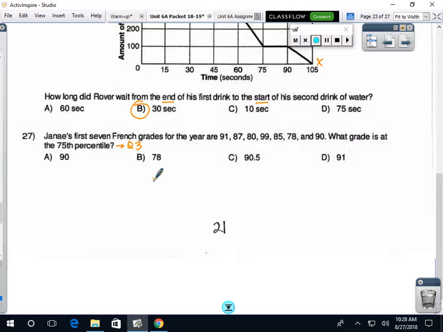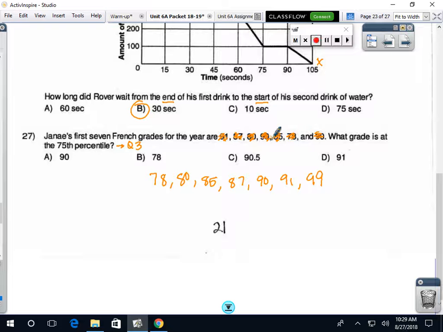Okay, what's the lowest grade? Okay, and then I'm going to mark it out. And then what's the next lowest grade? Okay, mark it out, and then 85, 87, 90, 91, 99.